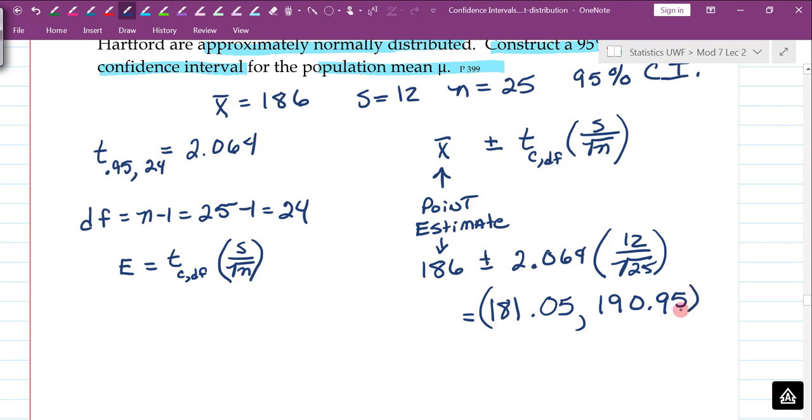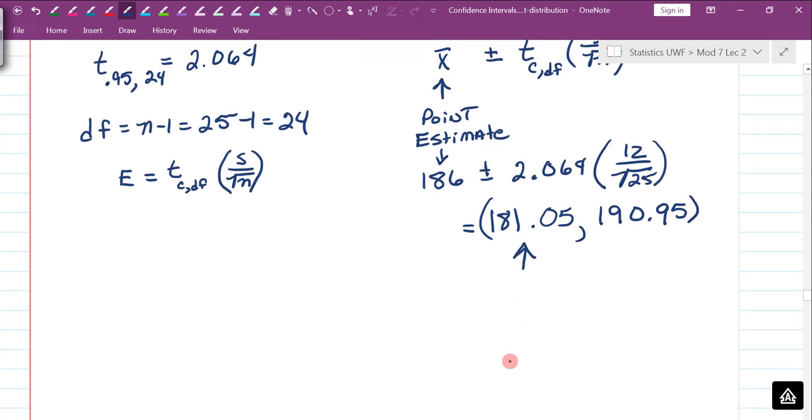Right here, this is my lower limit. This is my upper limit. Okay, and it's important that you always put your lower limit on the left, your upper limit on the right. Order is very important, okay?